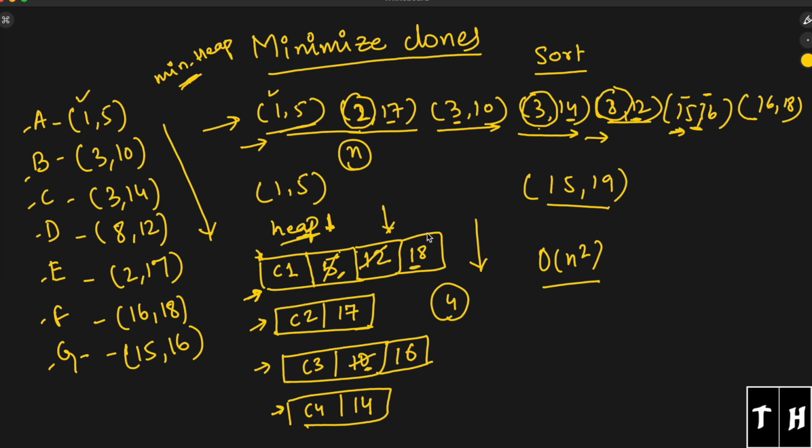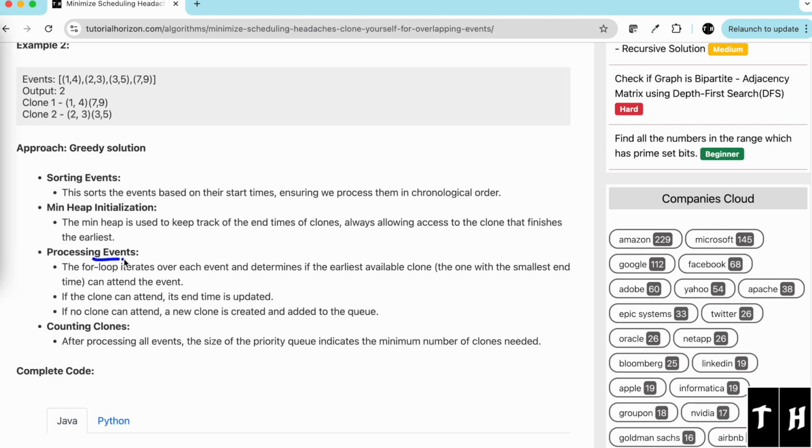But if you are maintaining the heap, we'll compare it only with the clone that finishes earliest, okay? So that will be done in O(1) time. But maintaining the heap will take log n time. So the overall time complexity in that case would be n log n, right? So let's come back here, processing events.